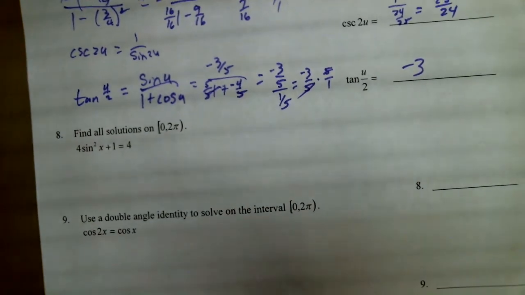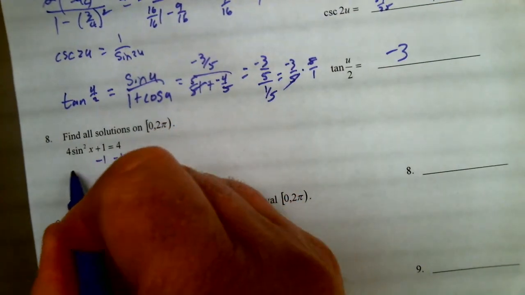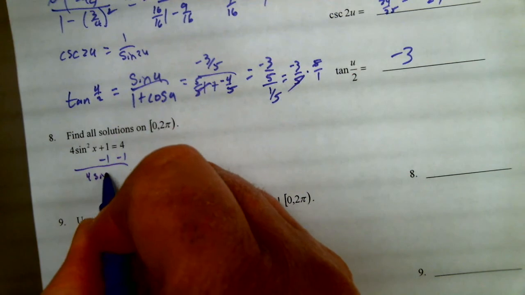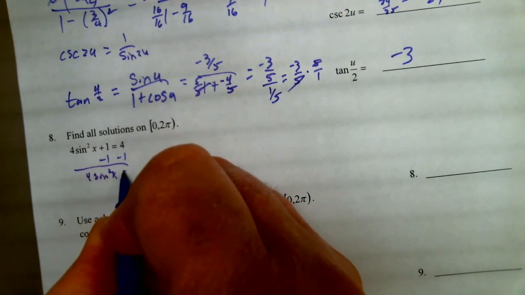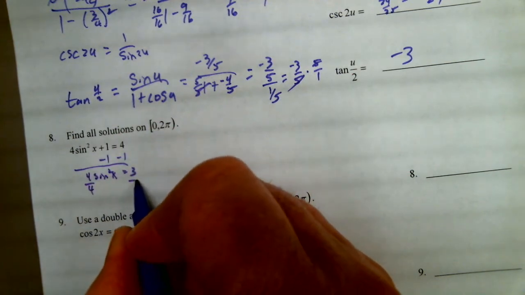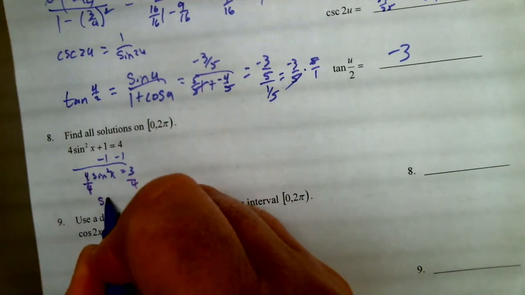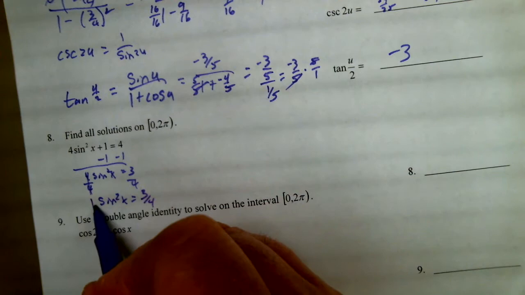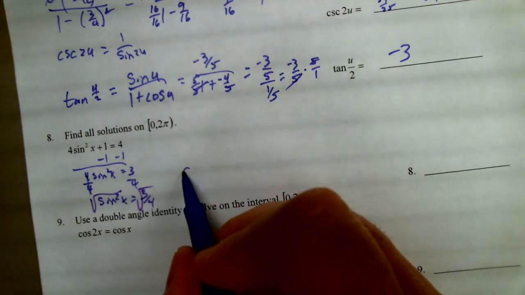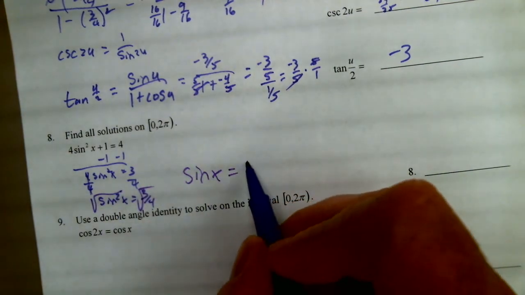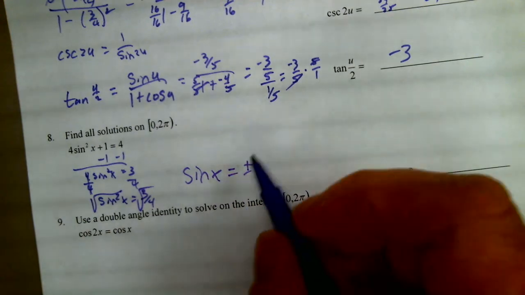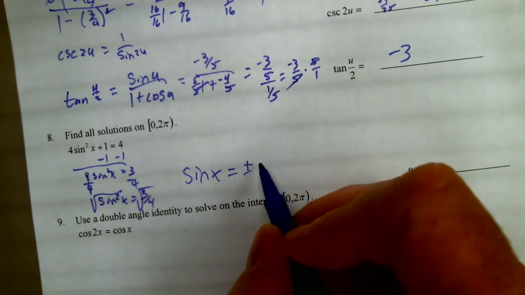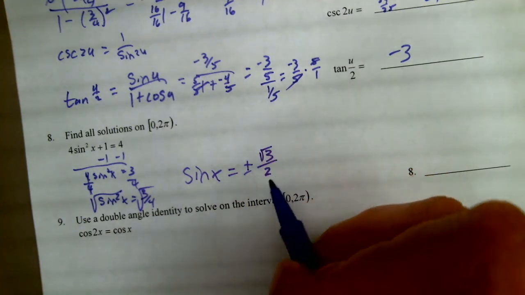Let's do number 8 now. If I minus 1 from both sides, I get 4 sine squared x equals 3. Divide by 4, divide by 4. I get the sine squared x equals 3/4. If I square root both sides, I get that the sine of x is equal to plus or minus, because anytime you square root in an equation, you get plus or minus, the square root of 3 over 2.